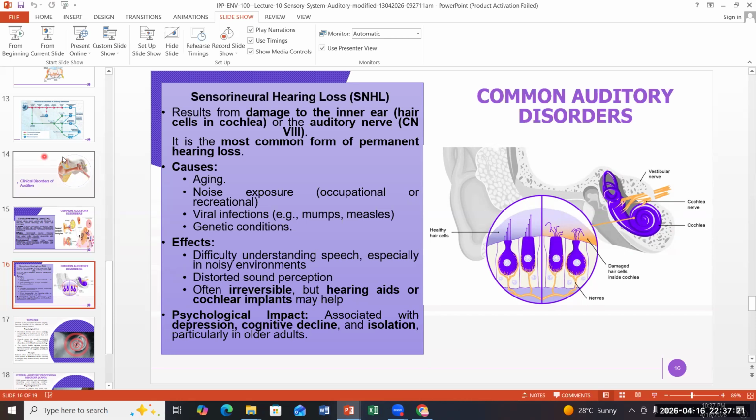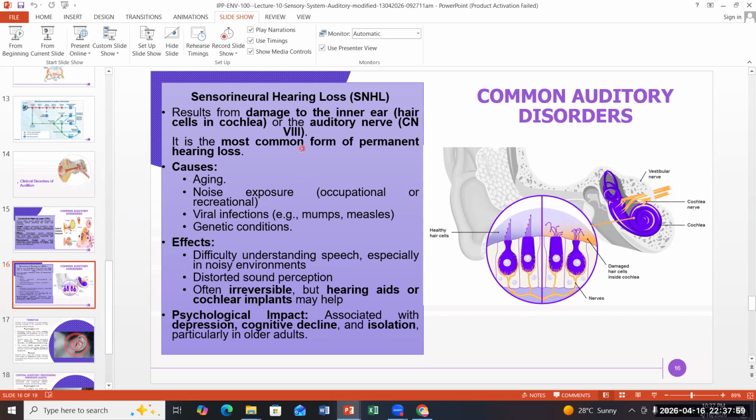Let me show you the diagram to recall. This is the cochlear region, and within the cochlear region there are nerves and inner ear cells. Can you see? The inner ear cells of a healthy person are like this, but if the inner ear cells are damaged, they will not vibrate, and if they will not vibrate, the entire neural pathway will not function, so the person cannot hear. It is the most common form of permanent hearing loss.